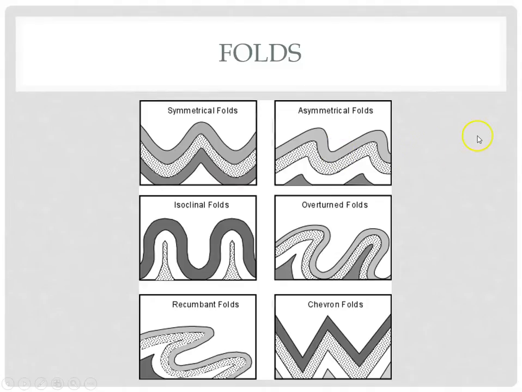There, if one direction pushes more than the other, so if there's more stress coming from the right than the left, it tends to make them a little asymmetrical. If there's a whole lot more, you get overturned. In this case, you have an overturned and recumbent fold. So this is when it's actually laying over on its side.